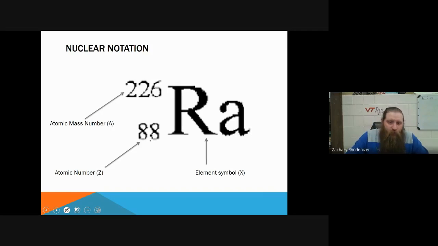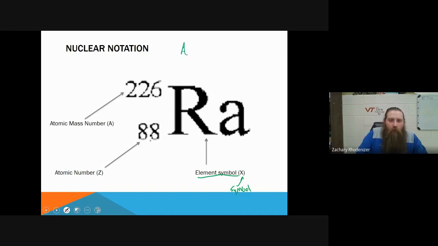It gives you the symbol of the element, which we abbreviate X. So there's the symbol for element symbol. It's X, capital X. It gives you the atomic number, Z, and it gives you the mass number, A. And so with radium, the easy thing about nuclear notation is it's already set up your subtraction problem for you.